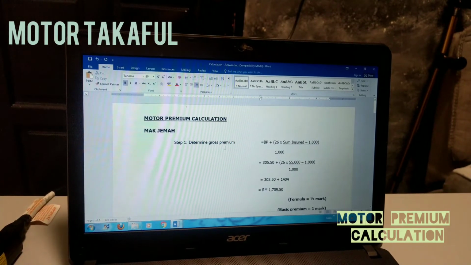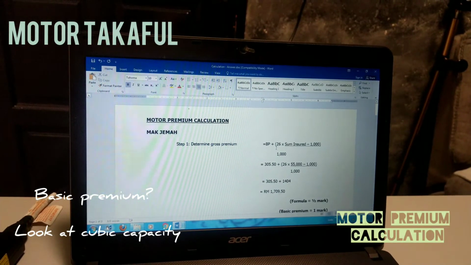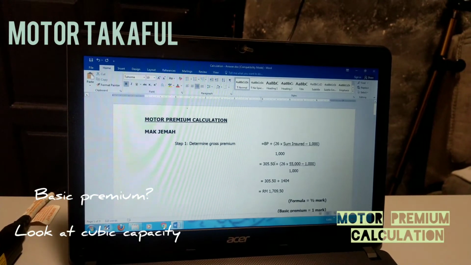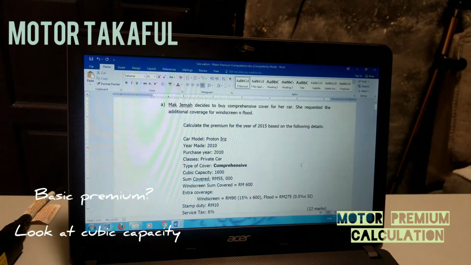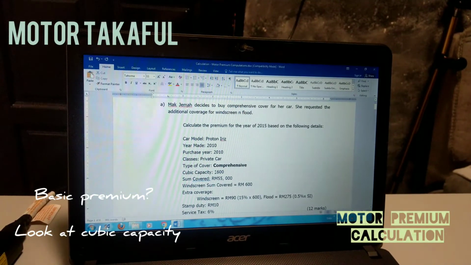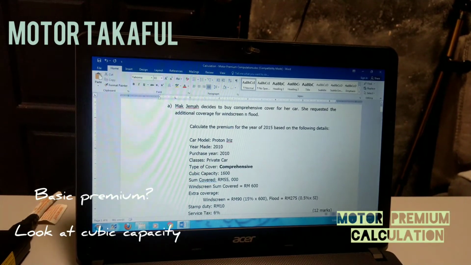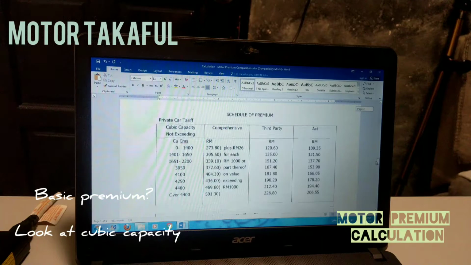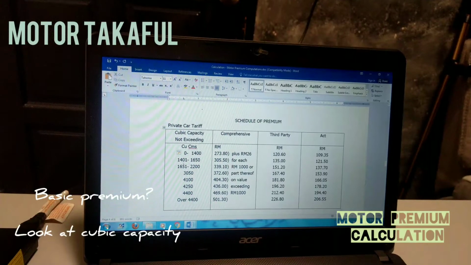Step 1, determine the gross premium: BP plus 26. BP is the basic premium. How are we going to identify the basic premium? In this case, I got 305 ringgit 50 cents. For the basic premium, you must look at the cubic capacity, CC, of the car. In this case, Mak Jemaah is driving a Proton Iris with CC of 1600. So you look at the schedule of premium. 1600 should fall under this range.